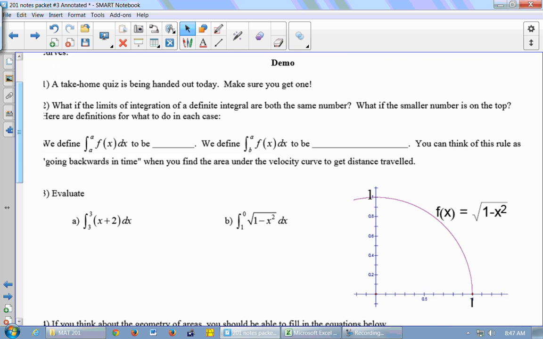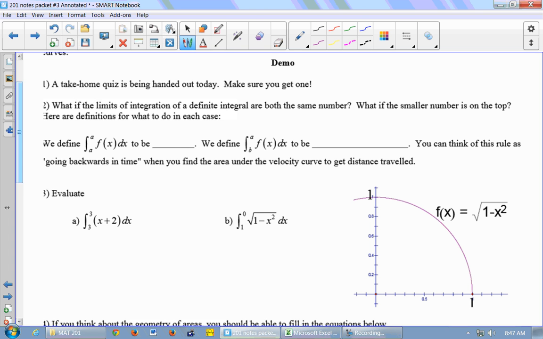All right, what do you think happens if the limits of integration on a definite integral are the same number? So I want to take the integral from 2 to 2. Or what if the smaller number is on top? So I write the integral from 5 to 2. Okay? So here is what we do in each case.